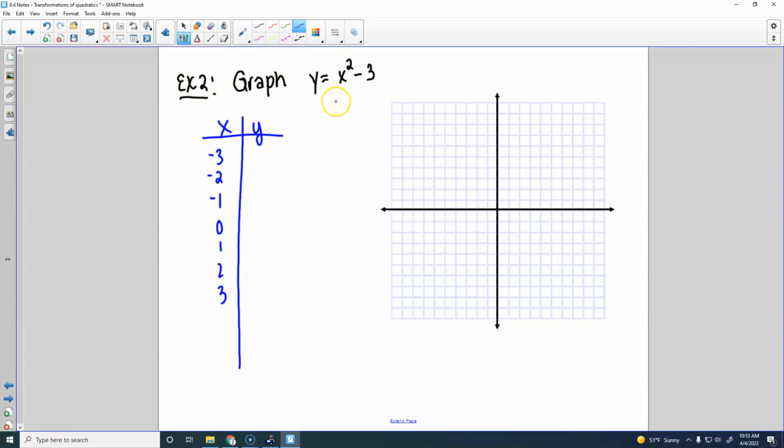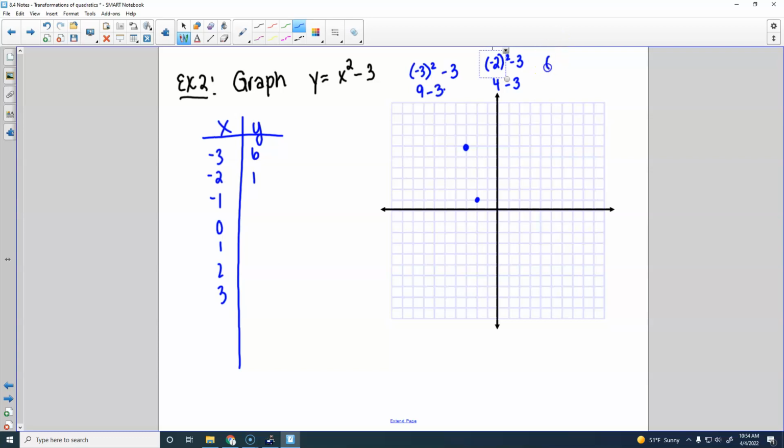So if I have -3 squared minus 3, what am I going to get there? -3 squared is going to be 9, and I will subtract 3. 9 minus 3 gives me positive 6. So I should get -3, positive 6 is my point here. If I plug in -2, that's going to give me 4 minus 3. You get 1 there, so -2, 1.